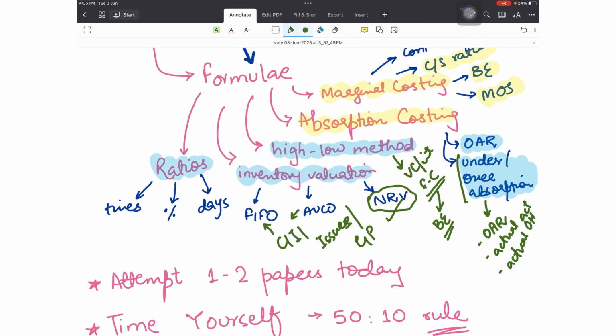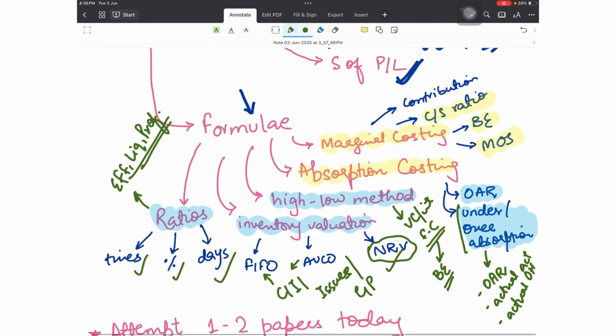And ratios, all the ratios, all the formulas must be revised very well. The efficiency ratios, the liquidity ratios, the profitability ratios. Sometimes the answer is in times, sometimes it's in percentages, sometimes it's in days. For instance, if inventory turnover is to be calculated in days, then in numerator we keep the average inventory, in denominator cost of sales, and we multiply it by 365. But if it is in times, then it is cost of sales upon average inventory, and the answer is in times.